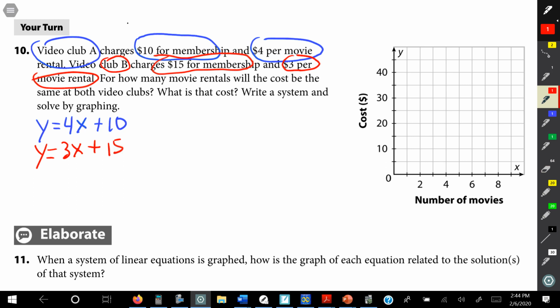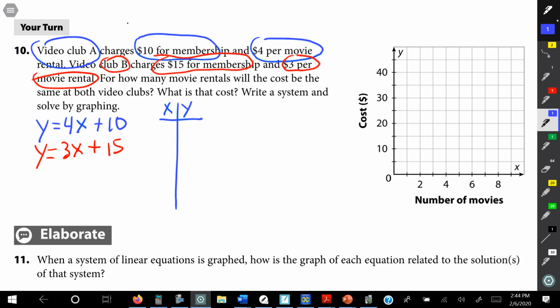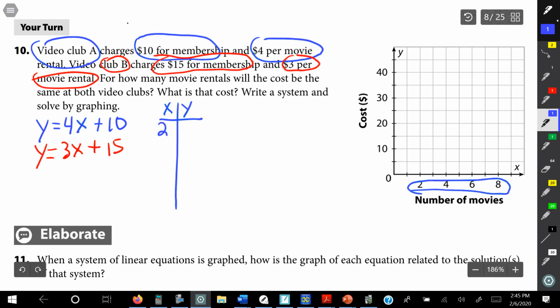Okay, so what you could do next is graph it the way we've been graphing it. Starting with the blue one here, Video Club A, start off at 10 and go up 4 and over 1, up 4 and over 1, and then up 4 and over 1. You could do that. It's a little bit harder to figure out where the points are going to be. Another way to do it is to set up a T-chart and get the exact numbers. The numbers I'm going to plug in are 2, 4, 6, and 8 for my T-chart. I'm going to plug that in for both video clubs.